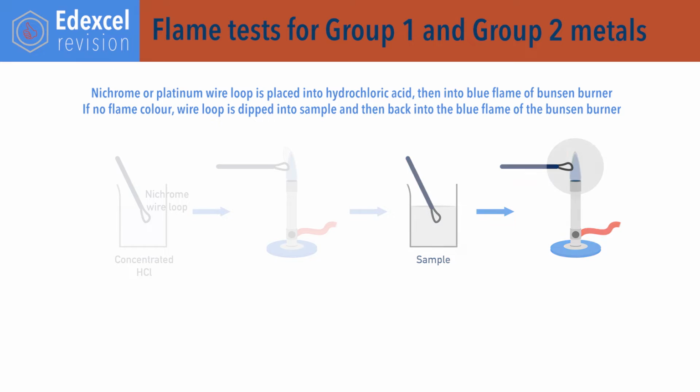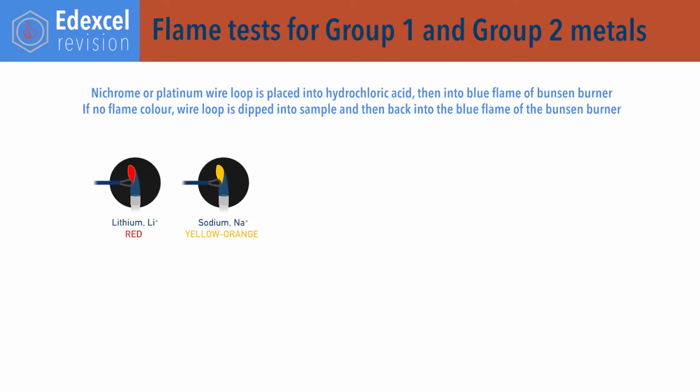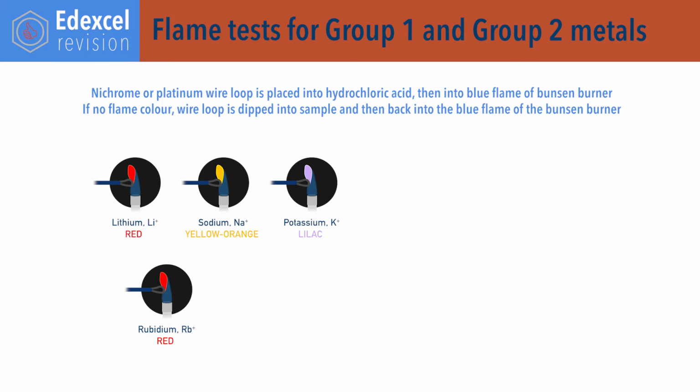The color of the flame produced can give useful information about the type of group 1 or group 2 metal that is in the compound being analyzed. Lithium Li+ ions give a red flame. Sodium Na+ ions give a yellow-orange flame. Potassium K+ ions give a lilac flame. Rubidium Rb+ ions give a red flame. Cesium Cs+ ions give a blue flame.